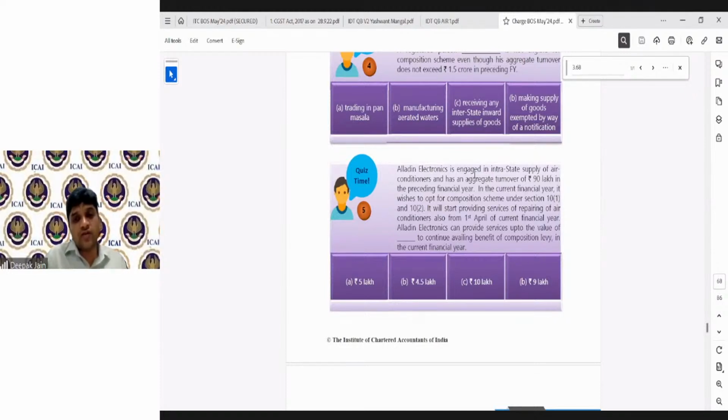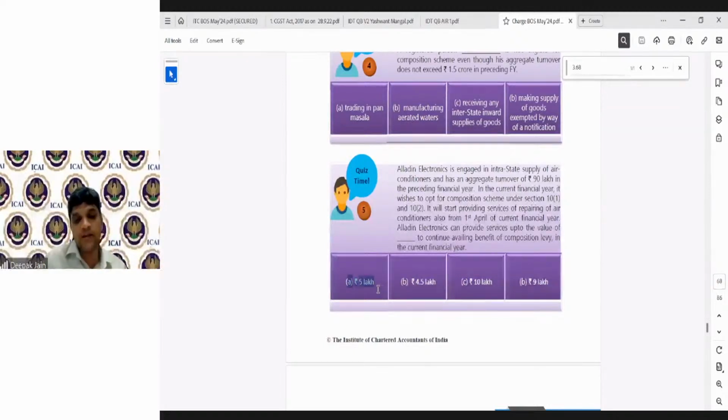In case of a supplier of goods, if he's also doing any services, there is a marginal scheme, right, which says 5% of the aggregate turnover of the previous year or 5 lakhs, whichever is higher. So 90 lakhs, half of it, 5% is 4.5 lakhs. 4.5 lakhs or 5 lakhs, whichever is higher. So 5 lakhs is higher. So up to the value of 5 lakhs, he can do services.